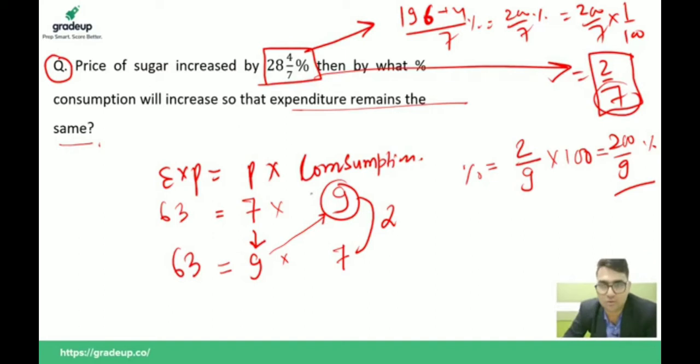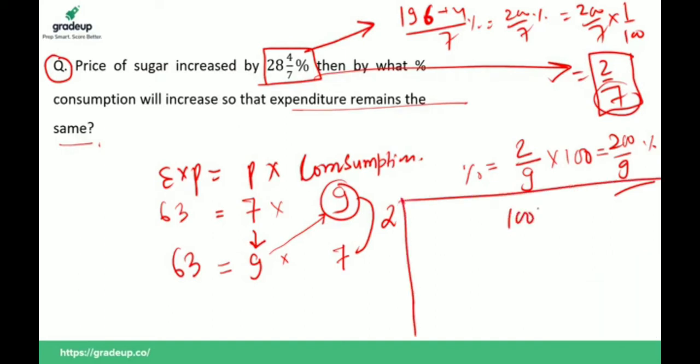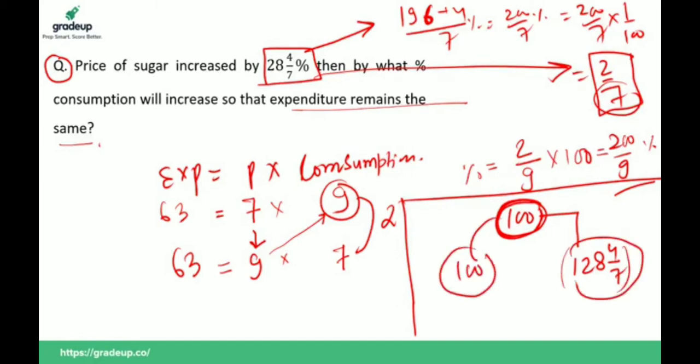Or you can do it by the other method also, like this. Let's say price is 100 and expenditure is 100. Then price becomes 128.4 by 7%, but expenditure remains the same, that is 100. So we have to control this: 128.4 by 7 rupees at what? Then what at 100? After solving this, you will get 200 by 9. But guys, this will take time. So this one is the best method here.